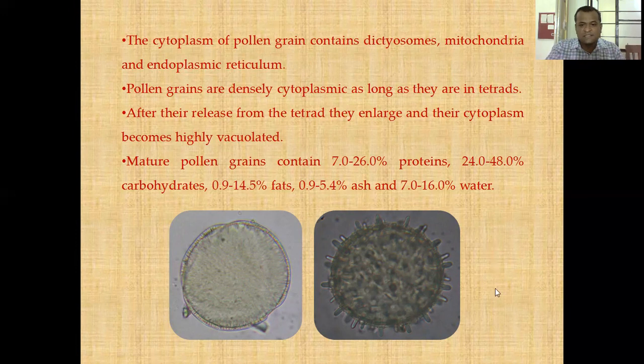Now, this is the image of light microscopy. I have told you that the exine may be smooth walled or ornamented. Here you can see this is smooth walled exine. There is no ornamentation. While in this image you can see the ornamentation.